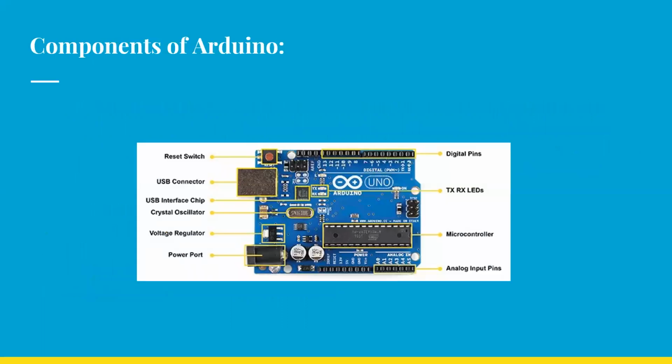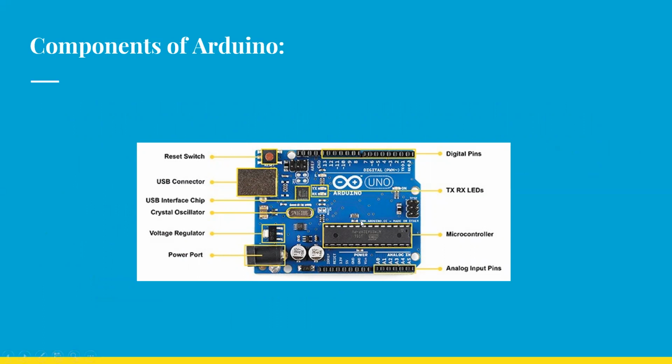Coming to components, these are the different types of components used here. First component, USB connector. This is a printer USB port which is used to load a program from the Arduino software into the Arduino board. Next, power port. It can be powered through an AC to DC adapter, or from a battery.